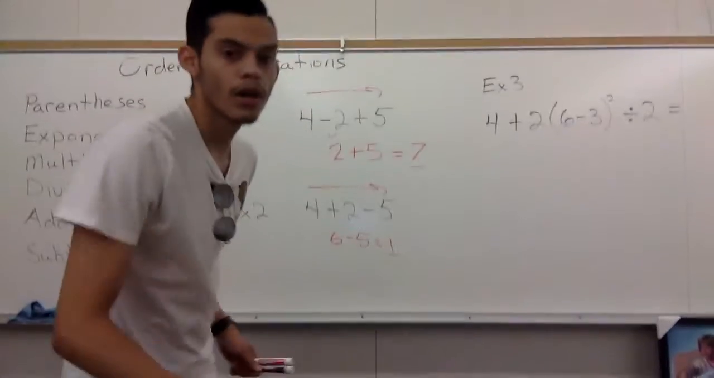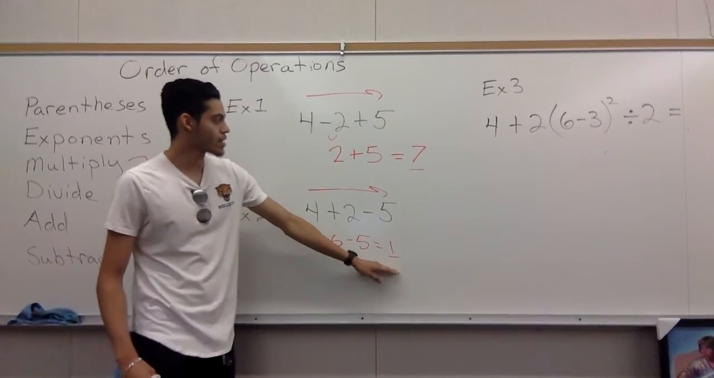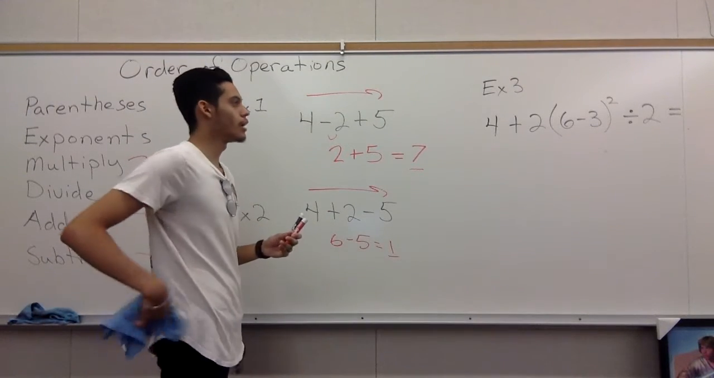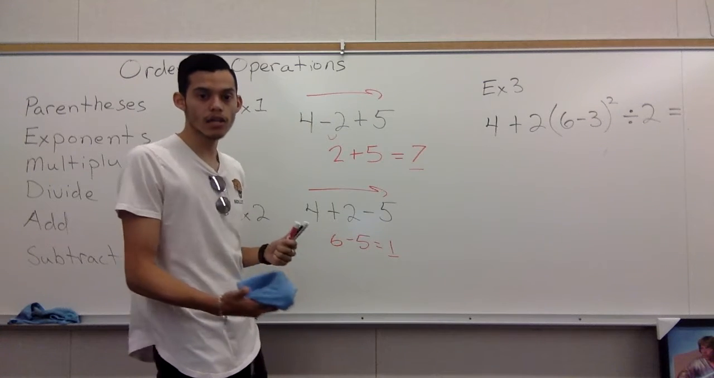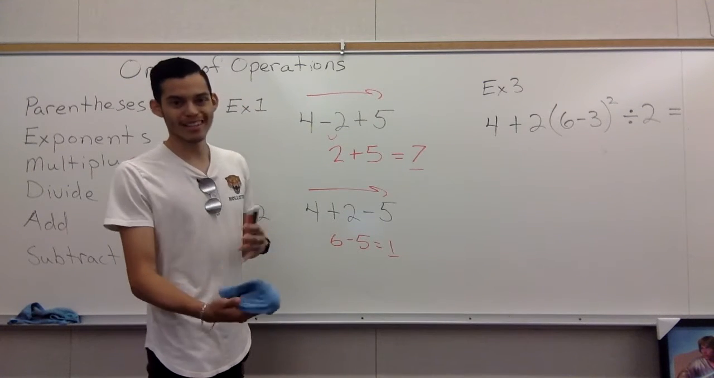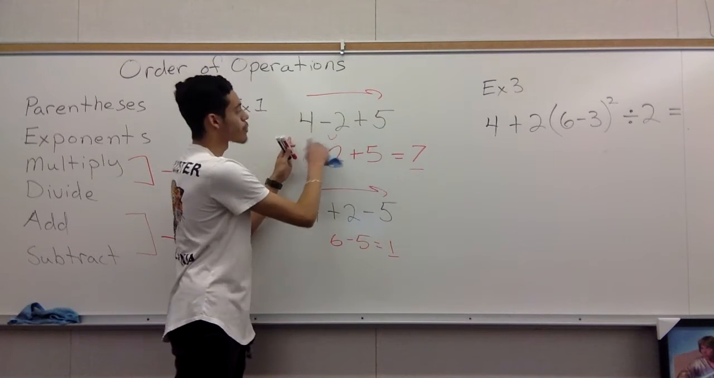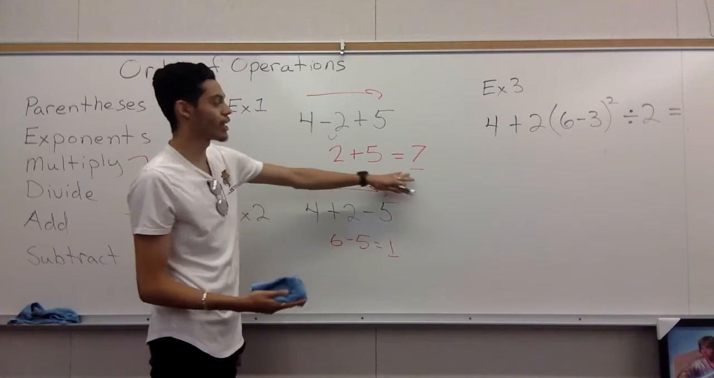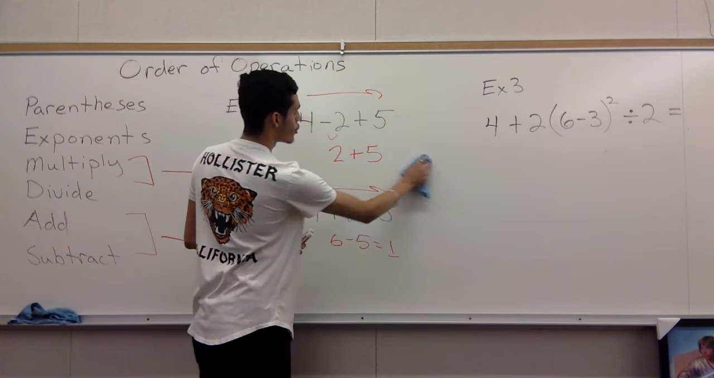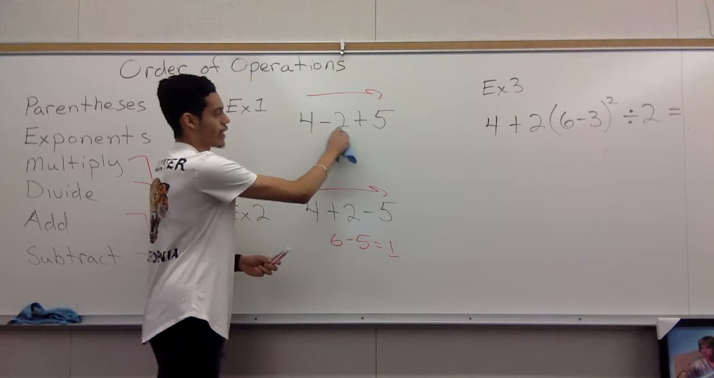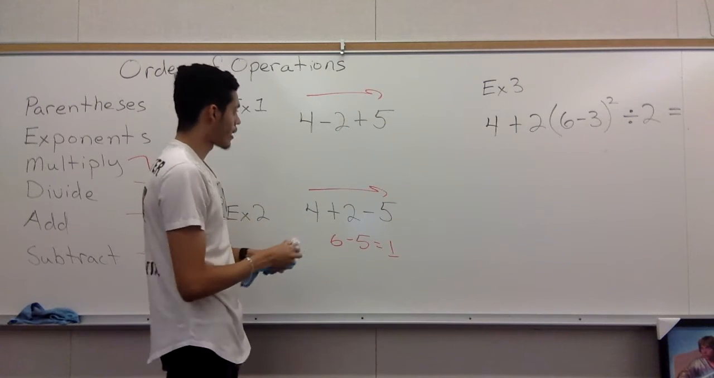Okay. All right, so you guys saw how we got the answer of 1 and the answer of 7. I'm going to show you a couple of common mistakes that a lot of students make in order to get this problem wrong. If you were to put this problem into a calculator, you would get the answer 7. Now I'm going to show you a lot of the errors that students make and that you guys should not make.